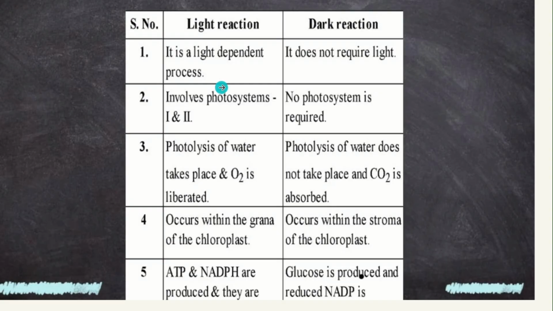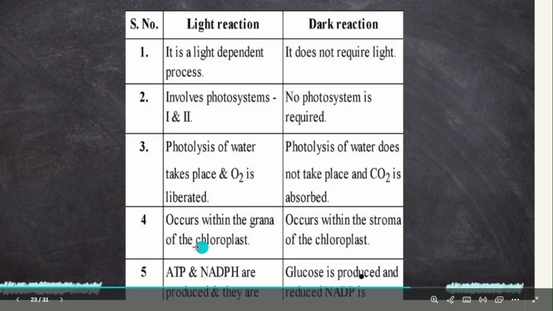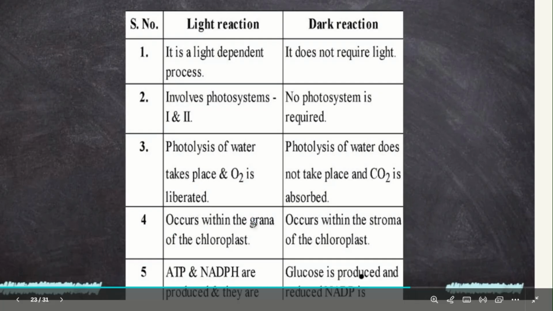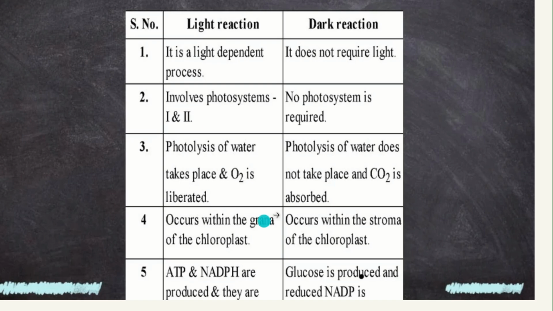For the light reaction, aka light dependent, meaning you need light to go on, it's going to involve both photosystem 1 and photosystem 2. We're going to involve photolysis, which means splitting of water, and then oxygen is going to be released. The light dependent reaction takes place within the grana of the chloroplast, and the grana is made up of stacks of thylakoids. They are circular, disc-shaped things, right? That's what makes up the grana, a stack of thylakoids. And then ATP and NADPH are going to be produced.